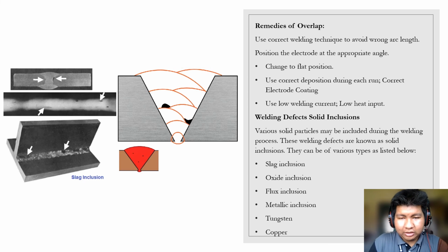Welding defects: solid inclusion. Various solid particles may be included during the welding process. These welding defects are known as solid inclusions. They can be of various types as listed below: slag inclusion, oxide inclusion, flux inclusion, metallic inclusion, tungsten, and copper.